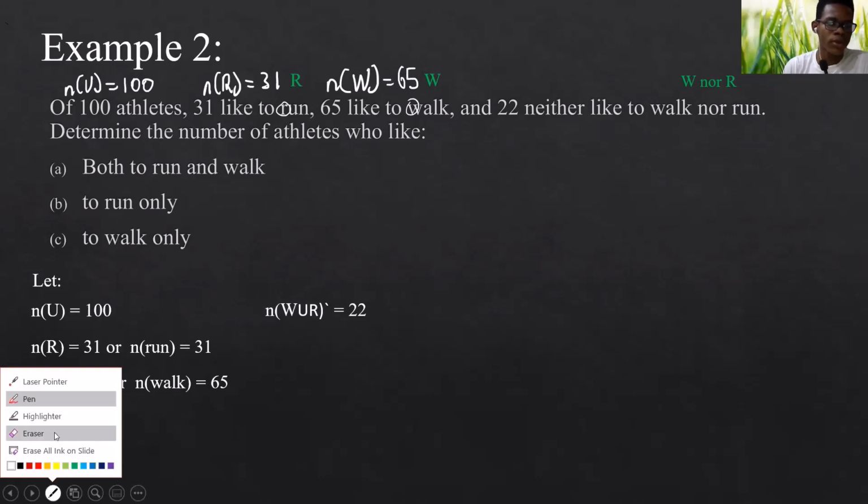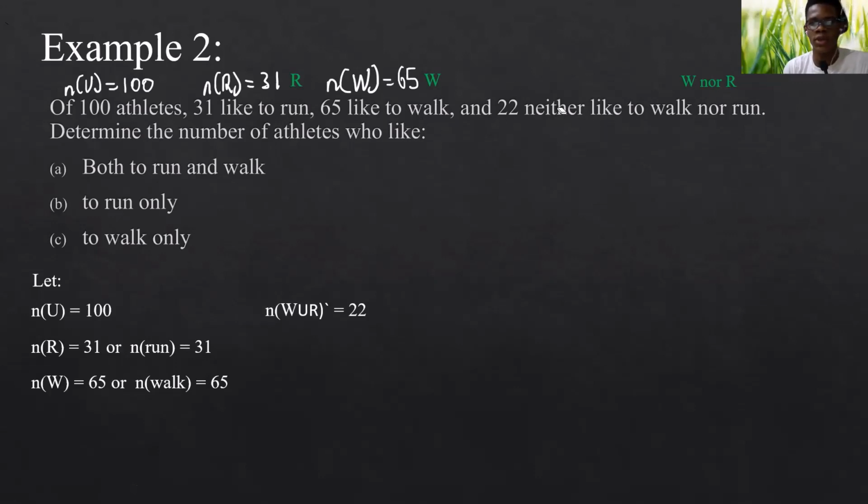Now we're moving on to this last piece of information here. 22 neither like to walk nor run, right? So you learn other keywords to look for. We didn't see both, which tells us that it's an intersect. We didn't see either or, which tells us that it's a union. We see neither nor, which could only mean that it's the complement of the union, right? If either or is the union, neither nor is the complement of the union.